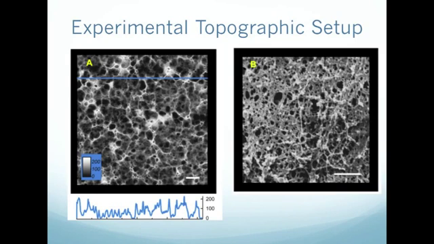These two images show the experimental topographic setup. Image A shows an atomic force microscopy height mode image. And the graph on the bottom shows the cross-sectional height of the topographic features along the blue line. Figure B is a scanning electron microscope image of the basement membrane of a rhesus macaque, inferior vena cava. This was used as a baseline for measuring physiological relevance of artificial extracellular matrix.